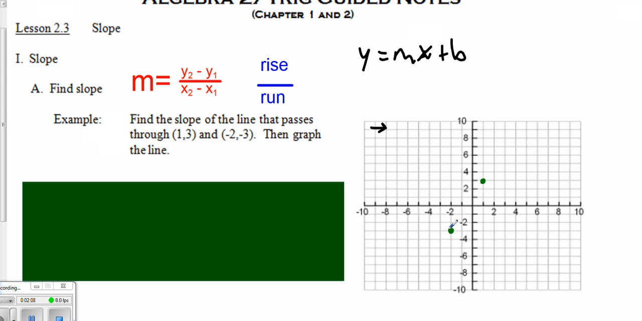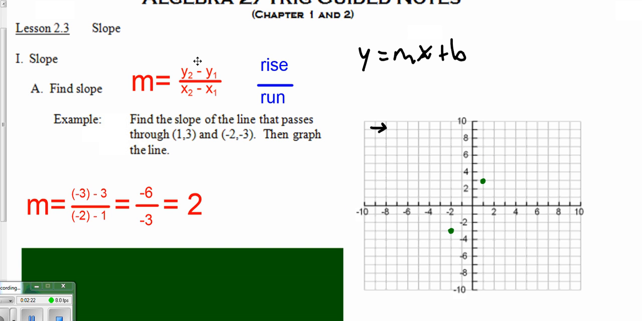We're trying to find the slope of the line that goes in between these. So again, that's like how far up or down you're going and how far left or right you're going to go from one point to the next. How can we figure that out? Just plug it into this formula.